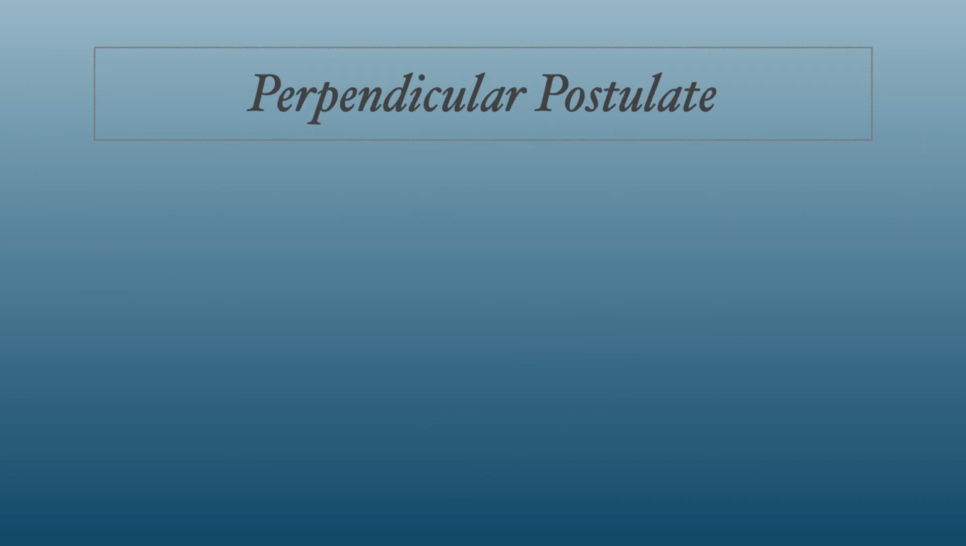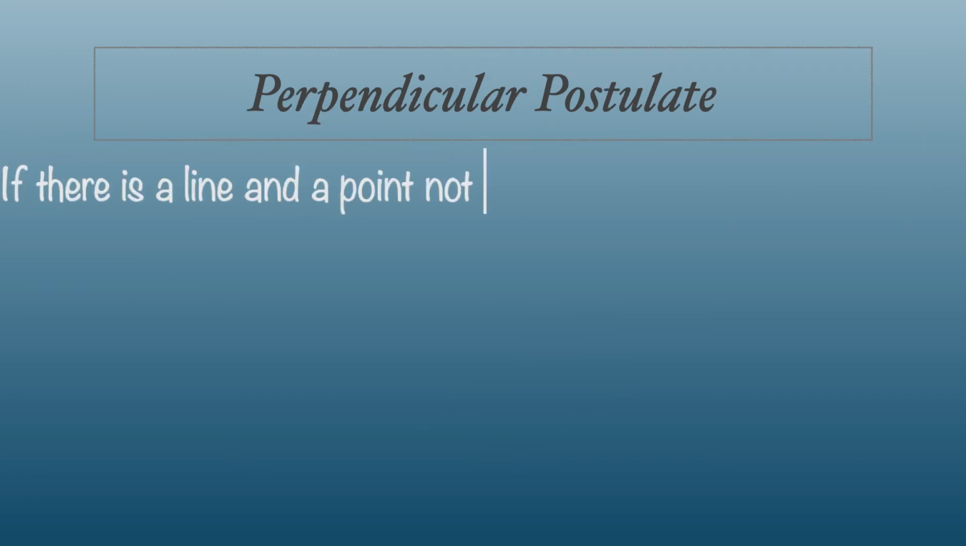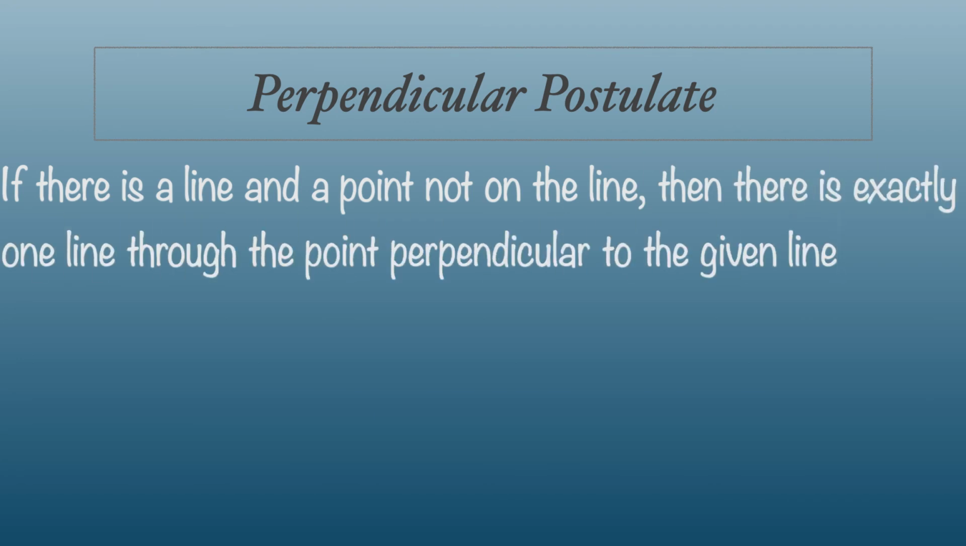The perpendicular postulate says that if there's a line and a point not on the line, then there's exactly one line through the point perpendicular to the given line. So I have my line, I have a point. Okay? So there is one line going through that point that is perpendicular, and there it is. That's it.